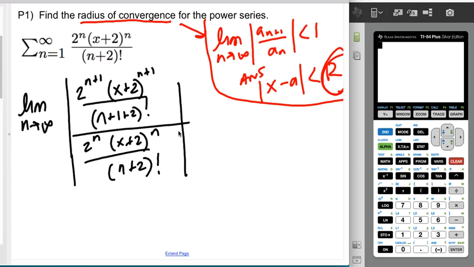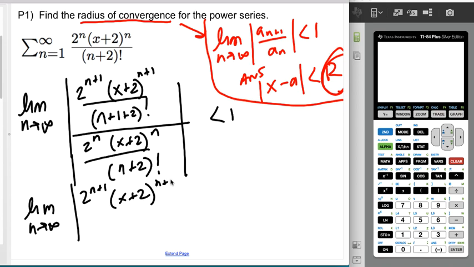All right, so I'm going to get that this is the limit. Oh, and I do technically want this to be less than 1, so you can throw that in there whenever you're ready. It can also just be something that you throw in at the end after you simplify a bunch of stuff. That's fine. So this is a 2 to the n plus 1, an x plus 2 to the n plus 1. And on the bottom, it seems to be an n plus 3 factorial, which we'll deal with in a sec.